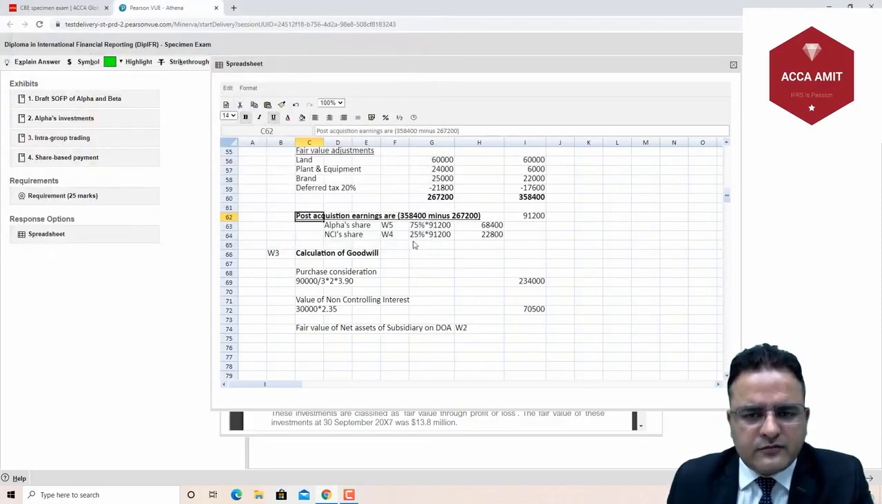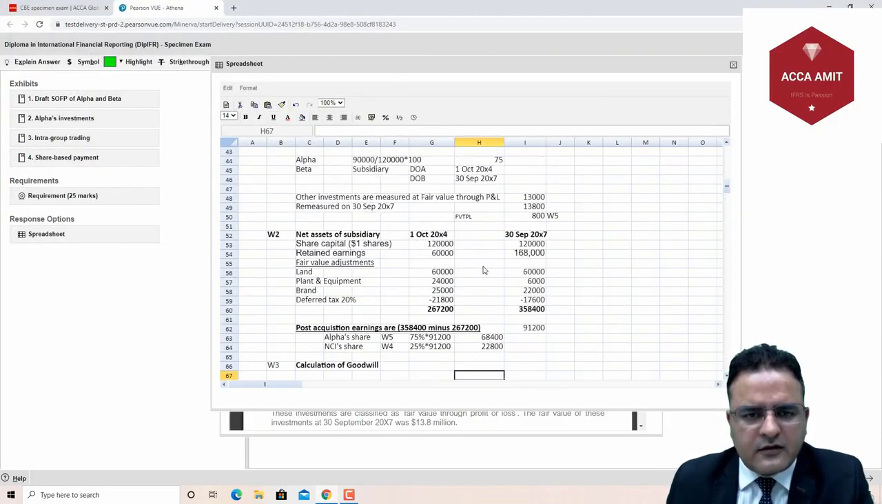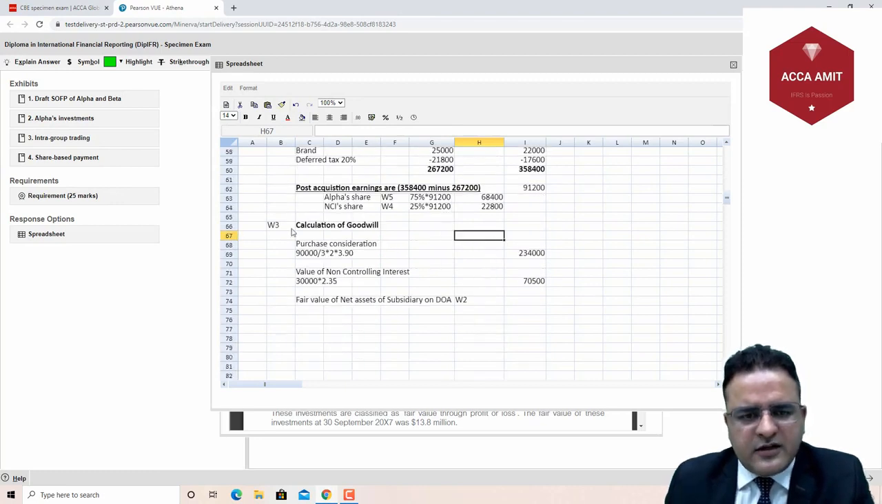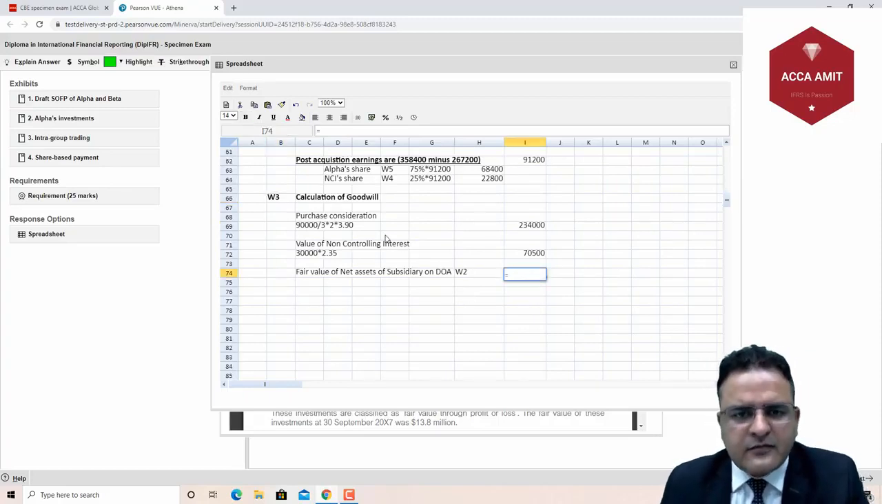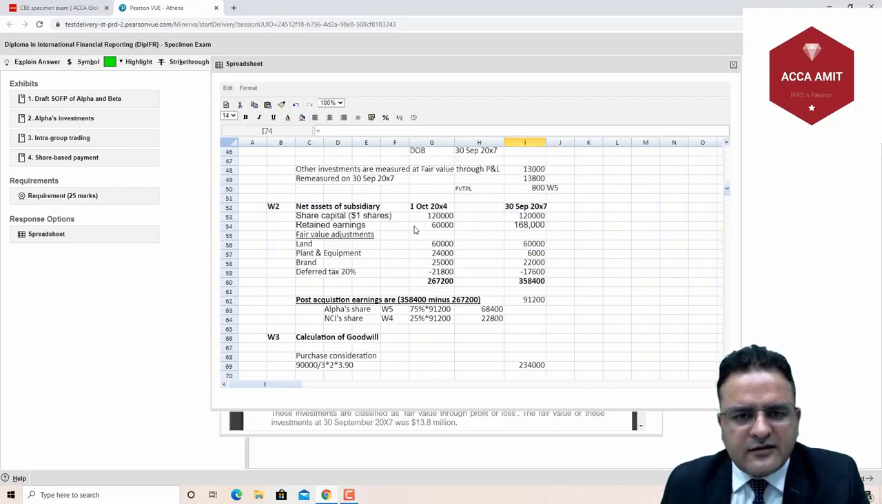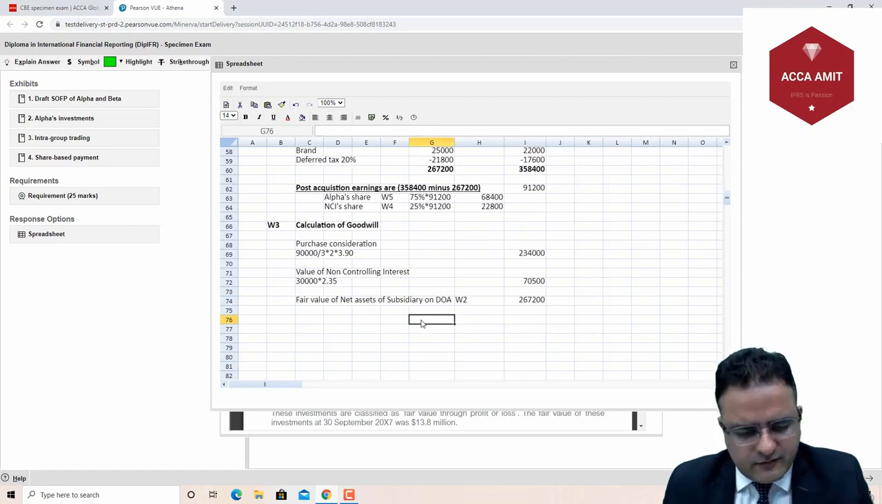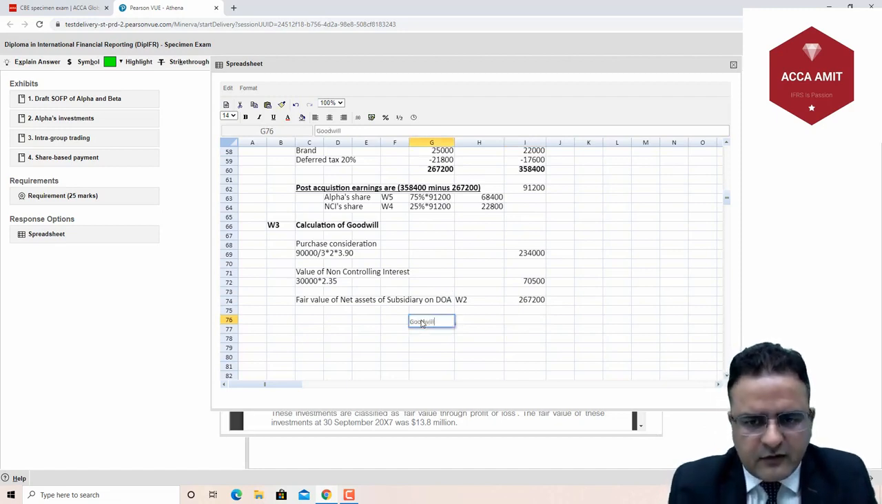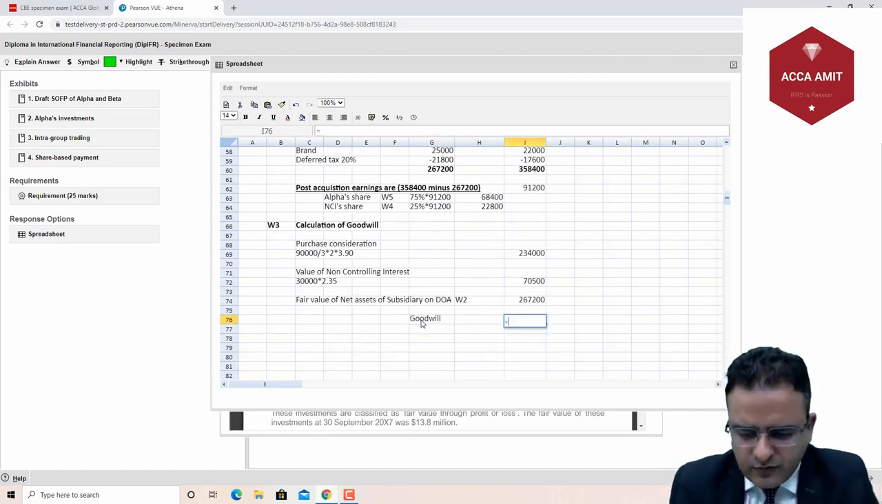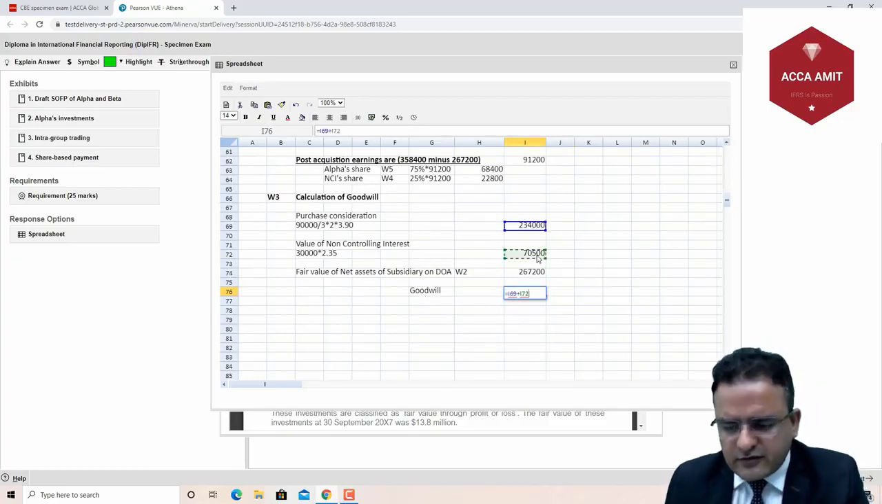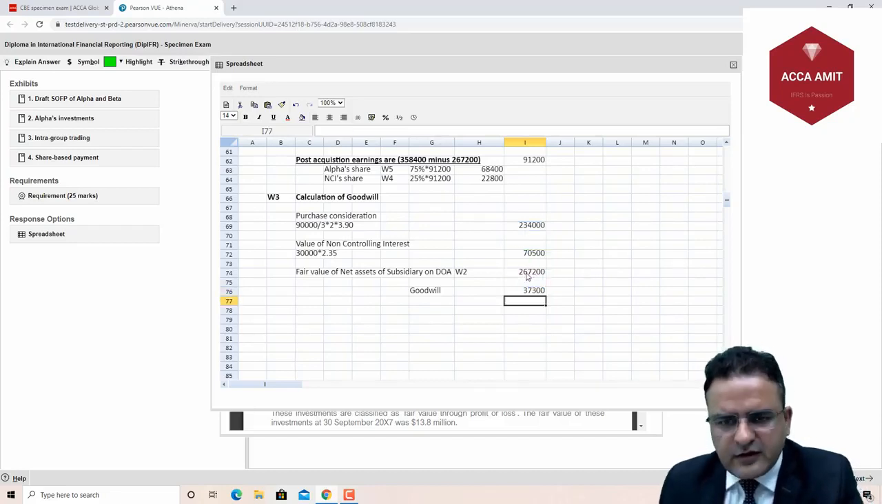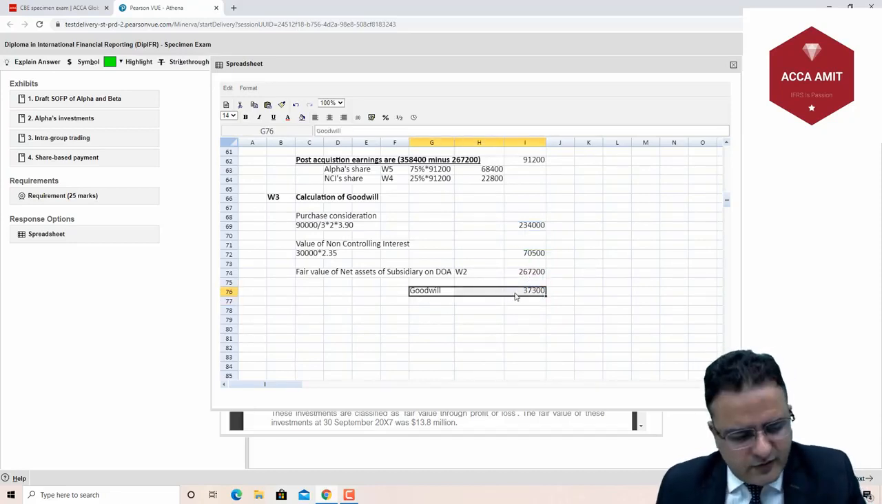In working note number 2. Working note number 3 is for calculation of goodwill. Now we have got the purchase consideration, we have got the value of NCI. We simply need to pick up the value from net assets of subsidiary on date of acquisition 267,200, and we can know the goodwill now. The goodwill amount is equivalent to 234,000 plus 70,500 minus 267,200. 37,300 is the goodwill amount.